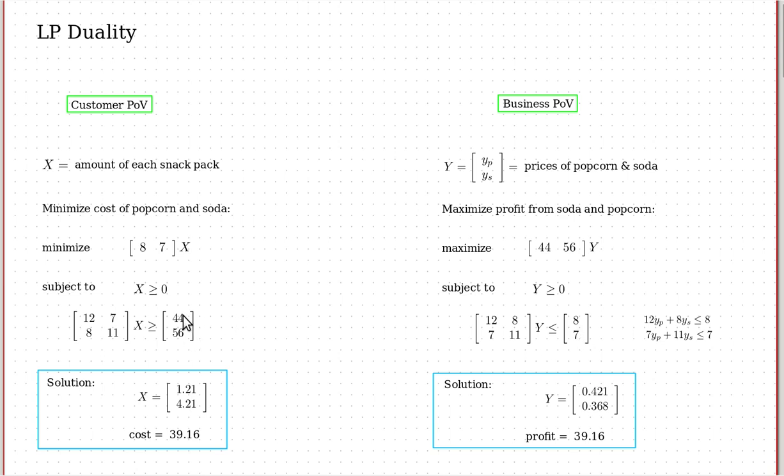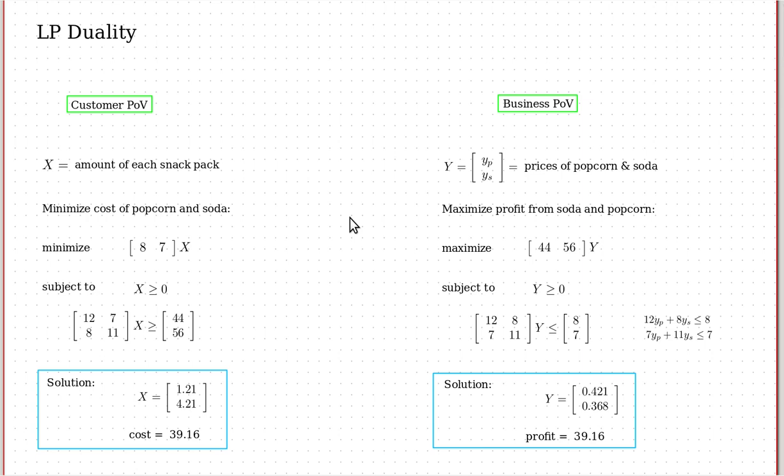And similarly, in the original problem, the 44 and the 56 were the constants that formed the right side of the constraints. But in the dual problem, they form the objective vector, right? So the relationship between the original and the dual problem is that the objective vector and the constraints, the vectors B and C, change places.